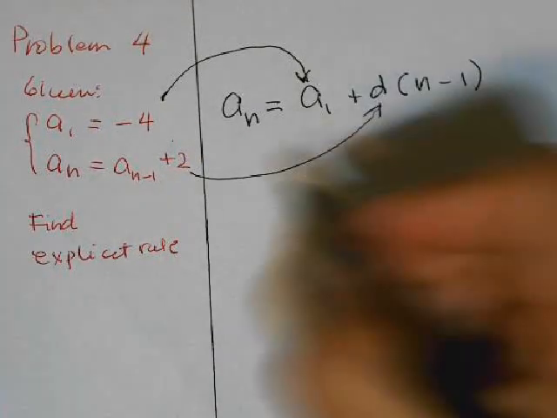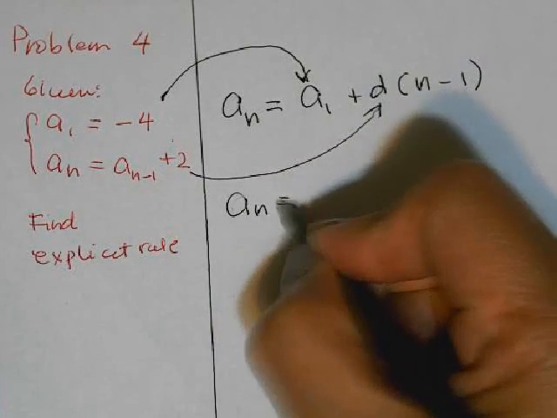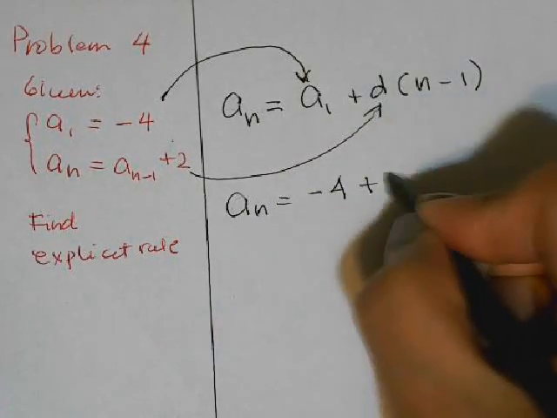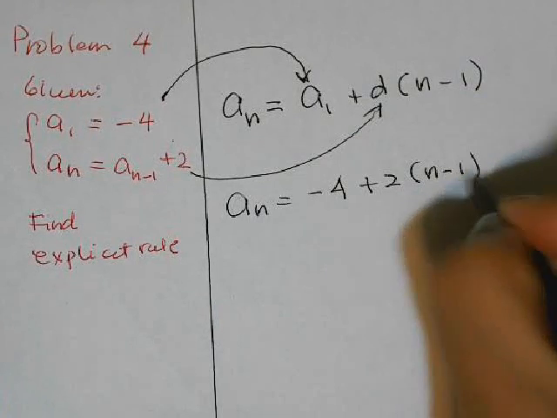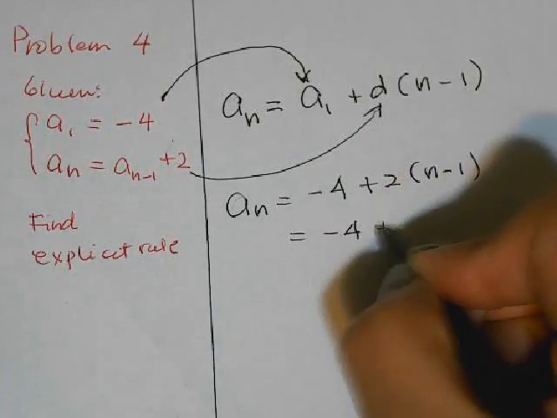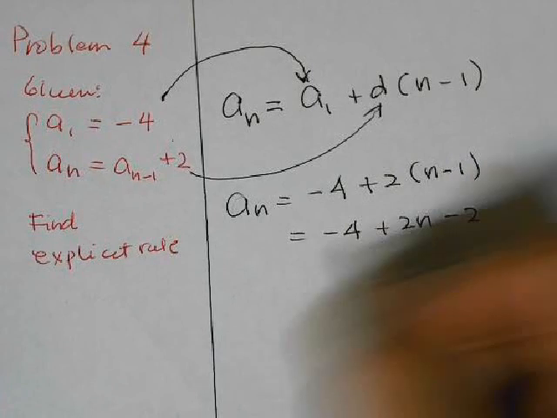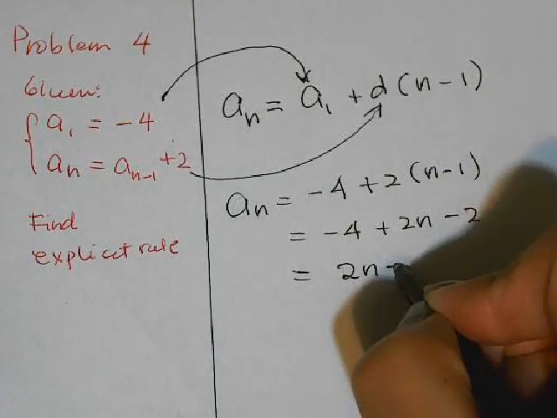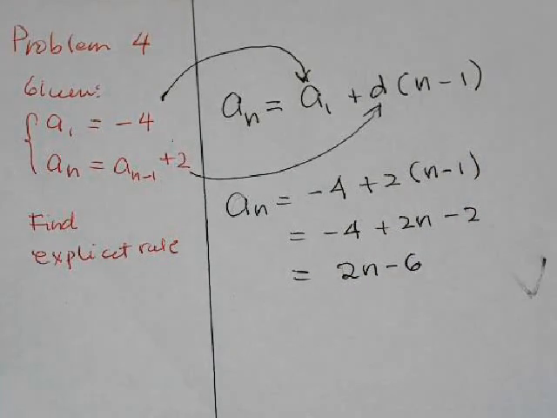You're done. So your a sub n is negative 4 plus 2 times n minus 1. So that will be negative 4 plus 2n minus 2. 2n minus 6 is your answer.